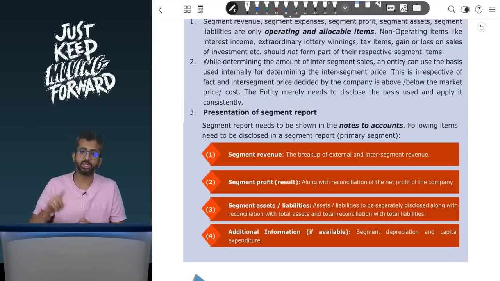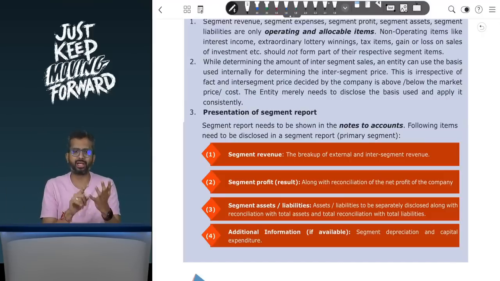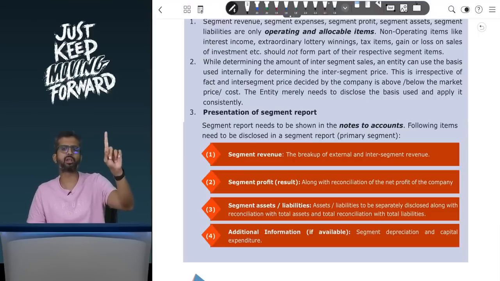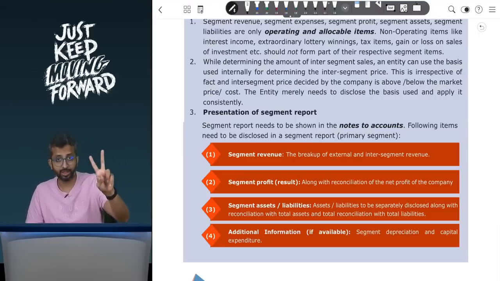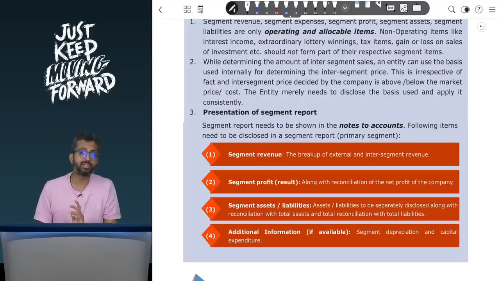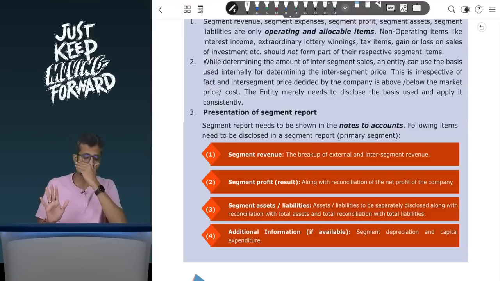Segment assets, again with the reconciliation with total assets. Segment liabilities, again with the reconciliation with the total liabilities, and additionally capital expenditure and depreciation. So what are these 7 items that have to be shown? Revenue with breakup of internal and external if applicable, profit with a reconciliation with the net profit of the company, assets with again a reconciliation with the total assets, liabilities again with the reconciliation with the total liabilities if there are any non-operating liabilities like loans for example. Last, capex and depreciation have to be separately disclosed. This will give you the primary segment report, a detailed report.